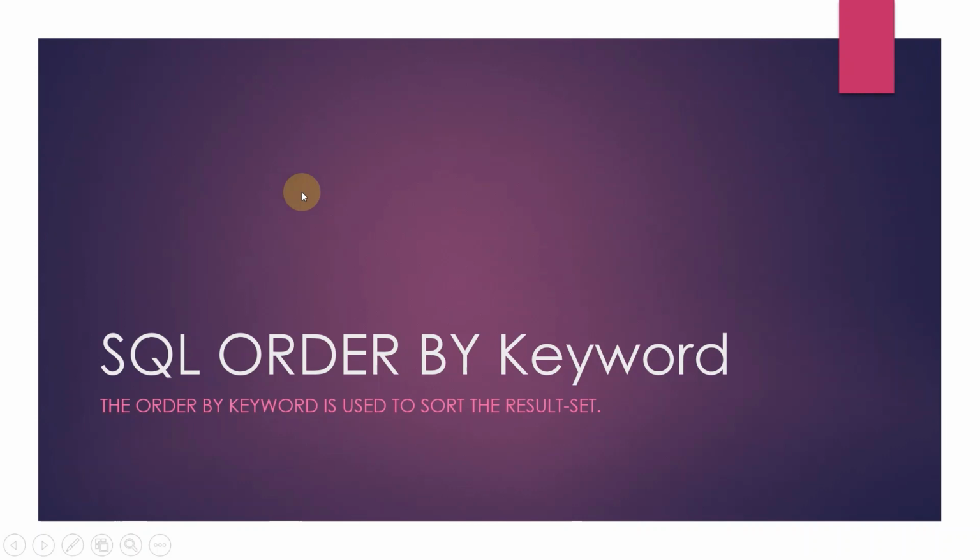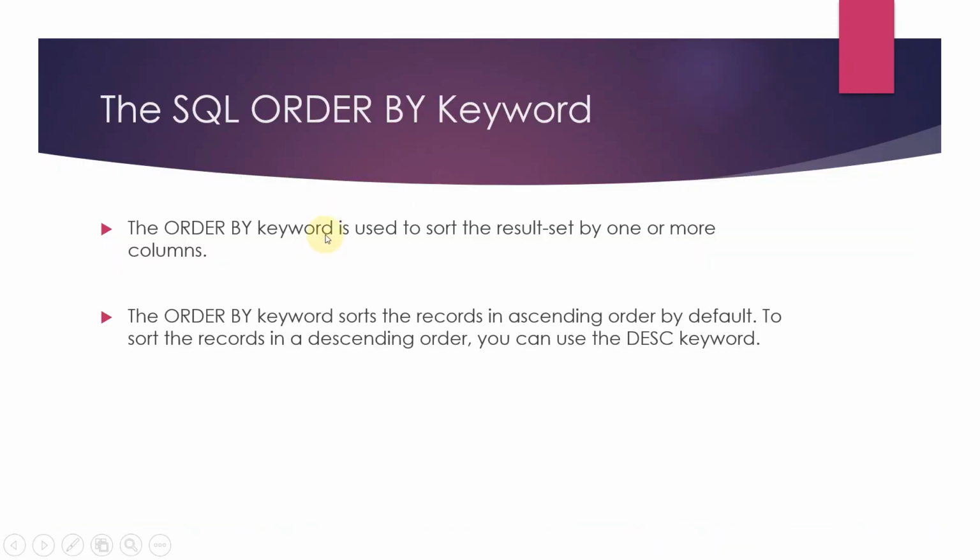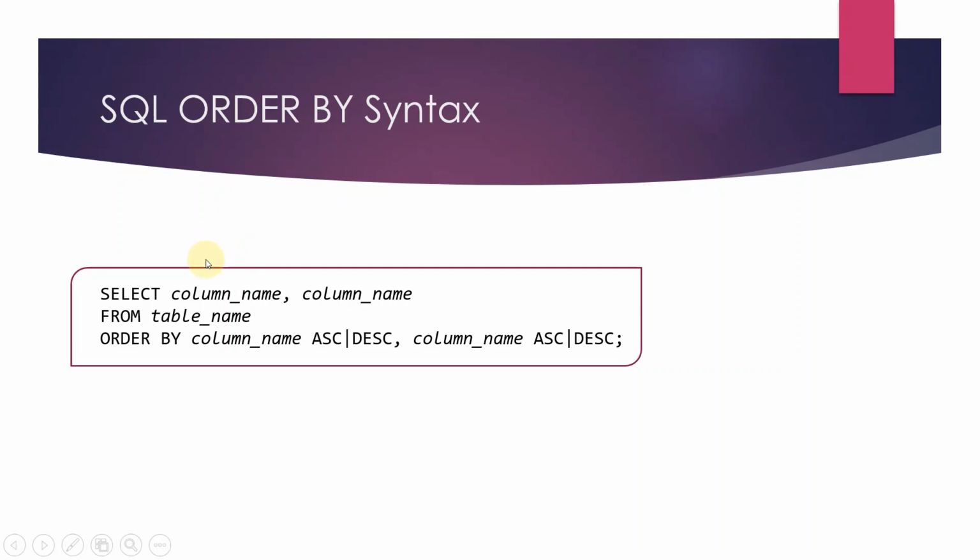Next, the SQL order by keyword. The order by keyword is used to sort the result set. The order by keyword sorts the records in ascending order by default. So to sort the records in descending order, you are going to use the keyword desc, or descending. All right. So this is the syntax. Select column name from table, order by column name, ascending is default, and then you can have this.